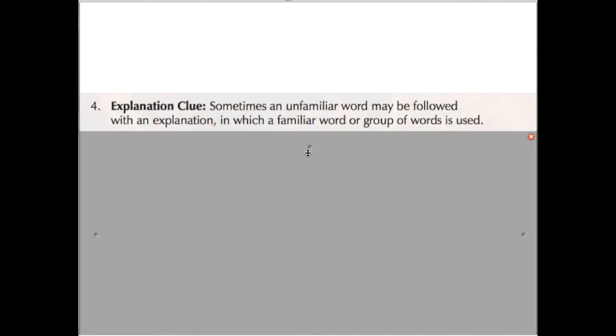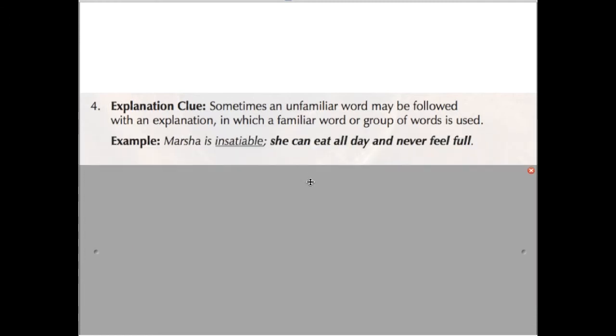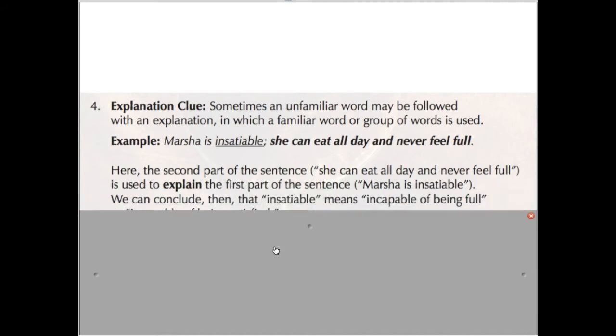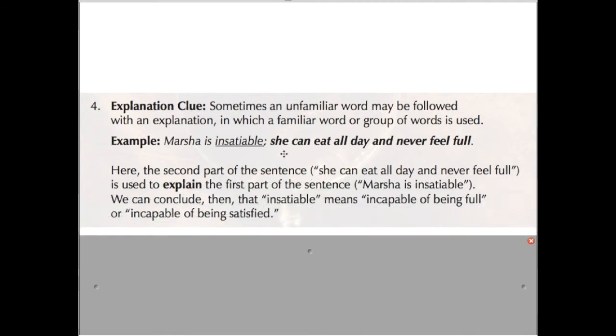The next type of context clue we're going to look at is an explanation clue. Sometimes an unfamiliar word may be followed with an explanation in which a familiar word or group of words is used. For example, Marcia is insatiable. She can eat all day and never feel full. So here they're explaining what the word insatiable means. Here, the second part of the sentence, she can eat all day and never feel full, is used to explain the first part of the sentence, Marcia is insatiable. We can conclude that insatiable means incapable of being full or incapable of being satisfied.